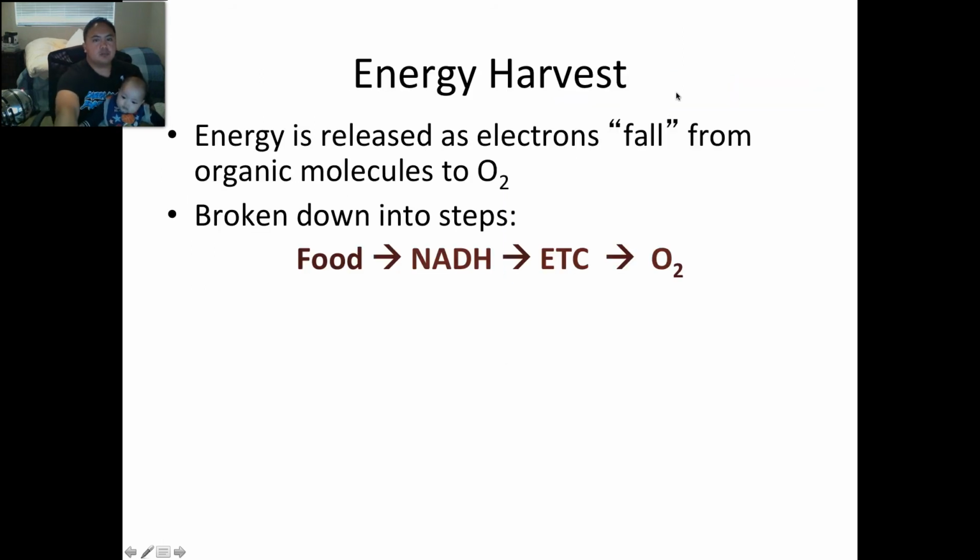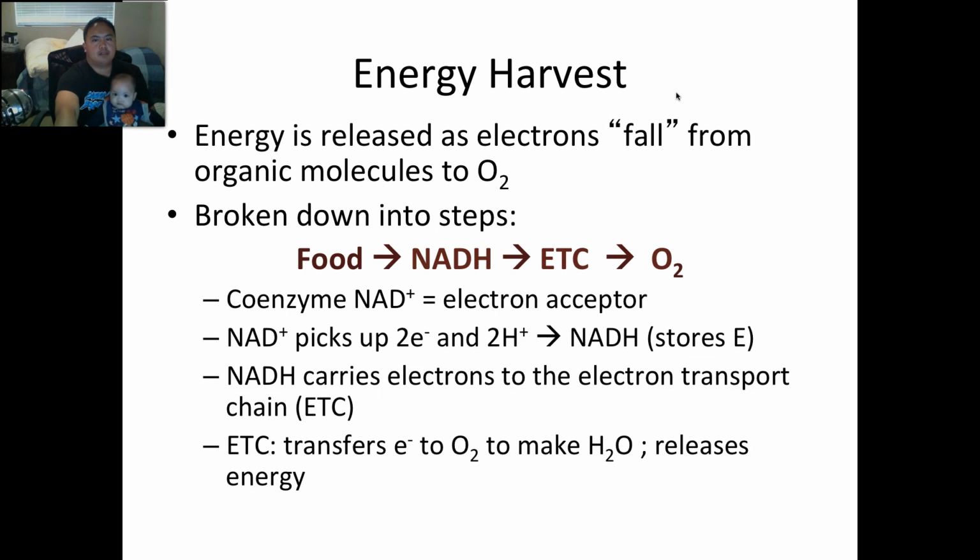So then we talked about the basics of energy. Remember, electrons fall from organic molecules like glucose. So we basically take all the energy from electrons. If you remember when you did your stop motion videos, the main thing is that we want to take energy from electrons.